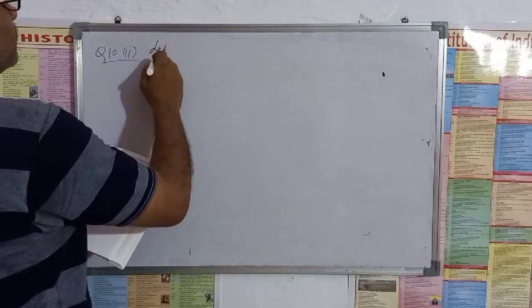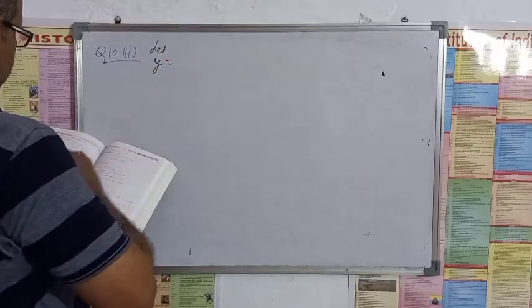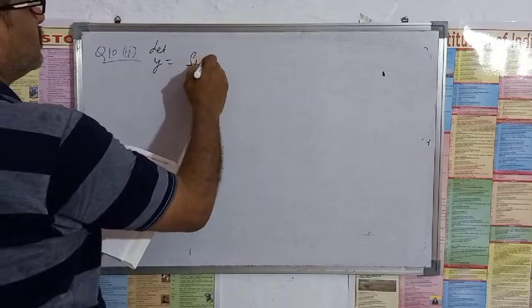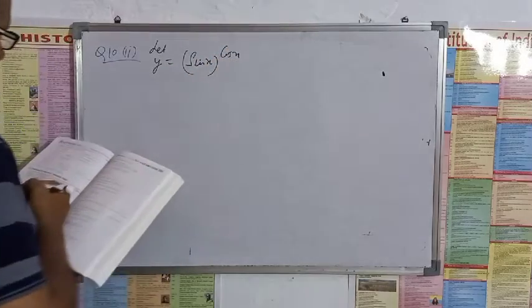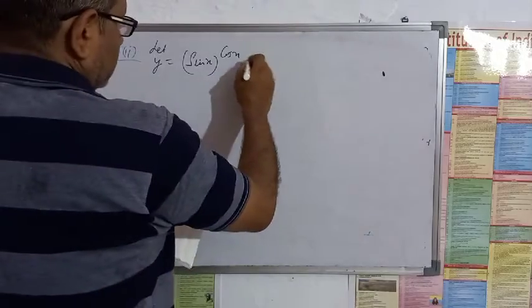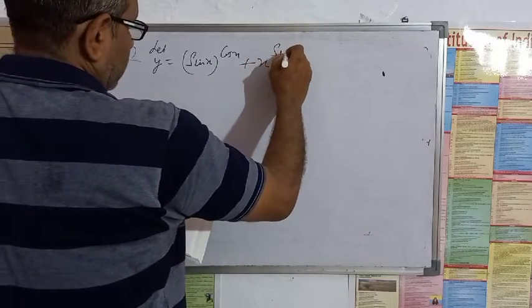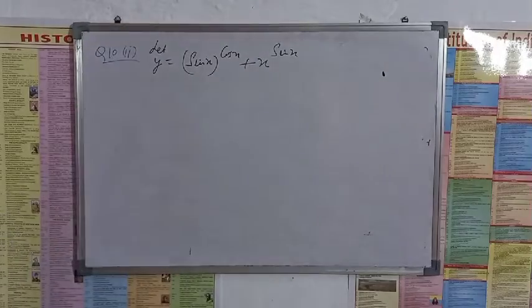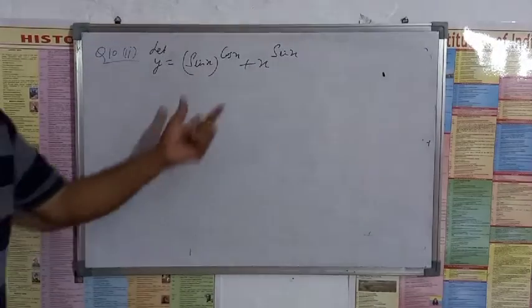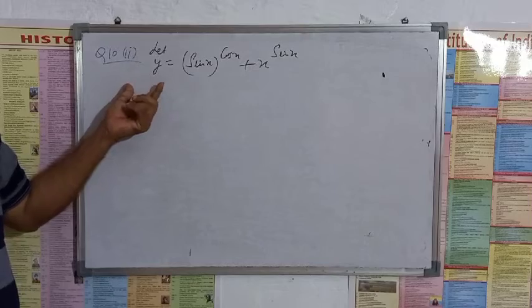Let y is equal to sin x to the power cos x plus x to the power sin x. We have to differentiate it, means we have to find dy by dx.